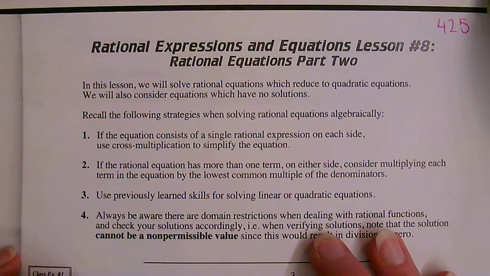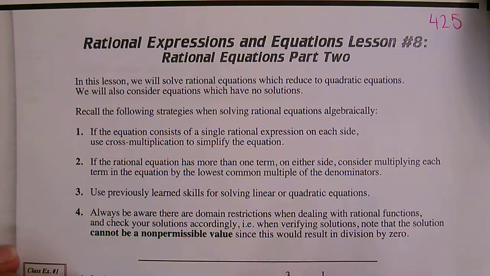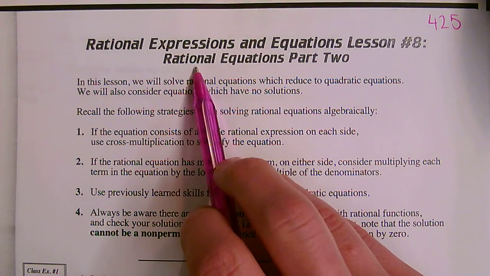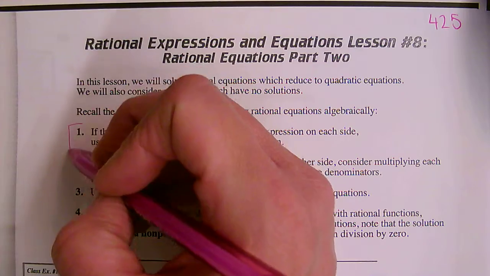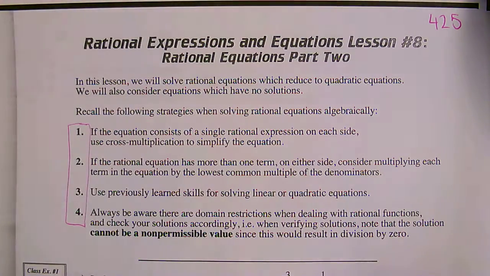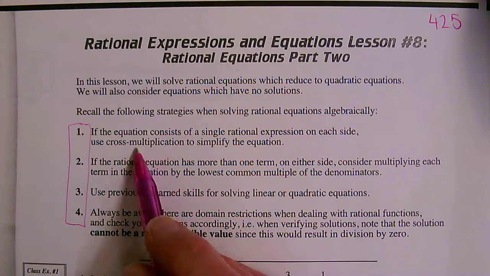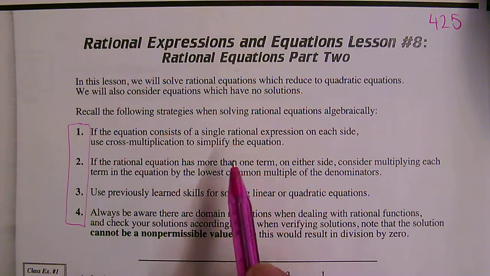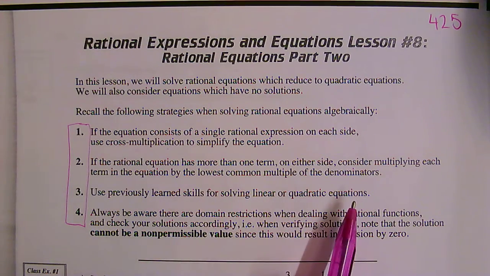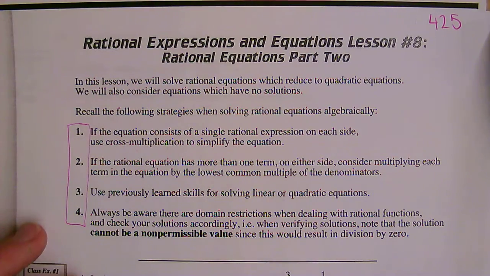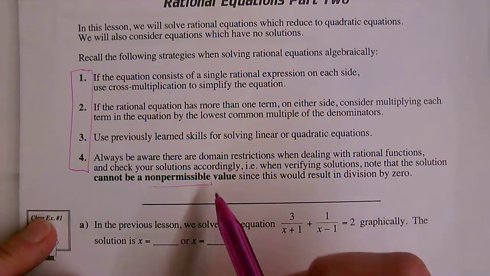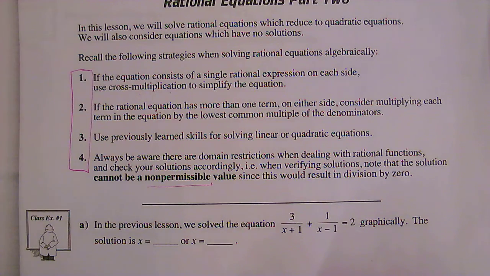Okay, welcome back. We are on page 425, and we're going to do part 2 of our solving rational equations. Here's what we talked about last day, the steps that you can do: using cross multiplication, multiplying by the lowest common multiple, any other skills for solving linear and quadratics, and then just making sure that we pay attention to our non-permissible values.